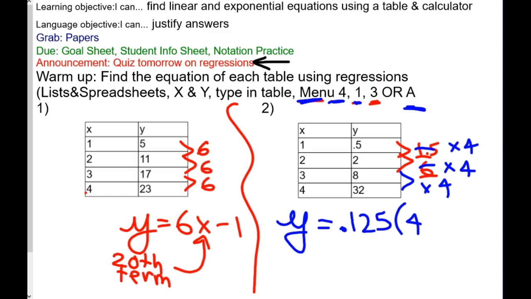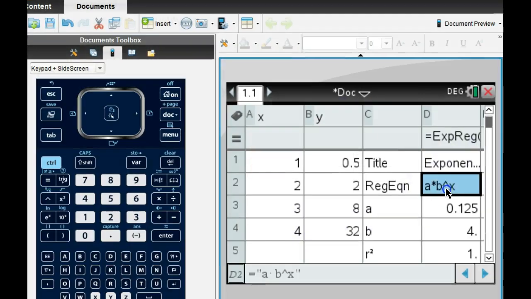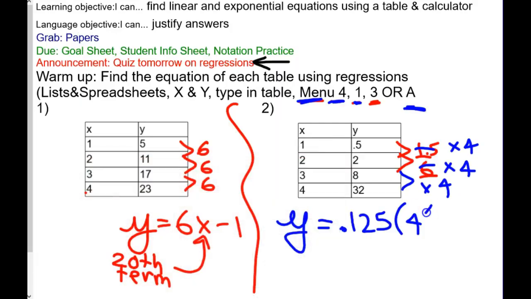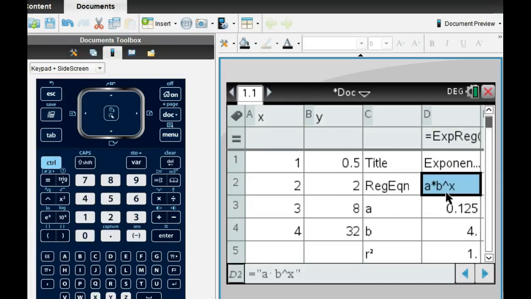And again, look right here. This little caret x means to the power of x. You're going to have a little exponent x. Not a big X. So if you put a big X like 4x, it's wrong. It's got to be 4 to the power of x. 4 exponent x. Okay? And like we said yesterday, if r squared is 1 or 0.9999999, you're good.